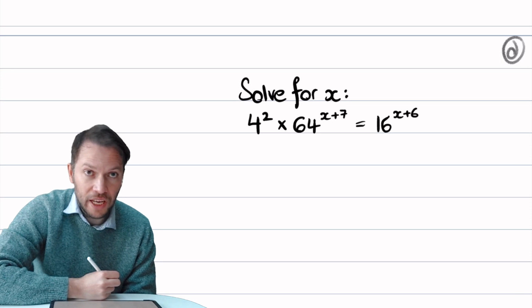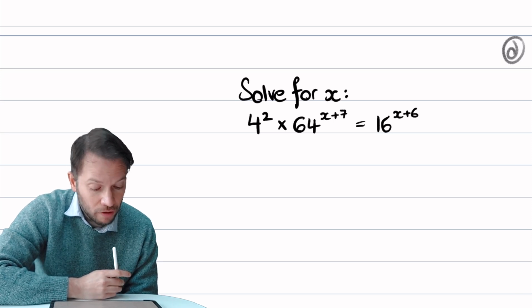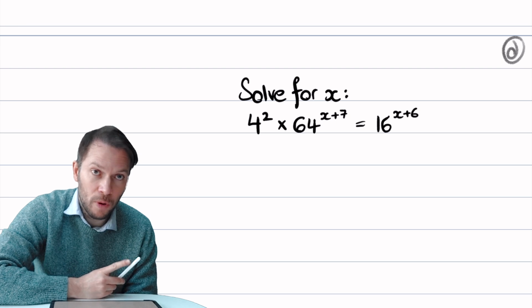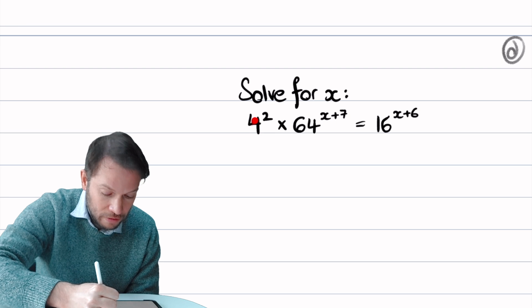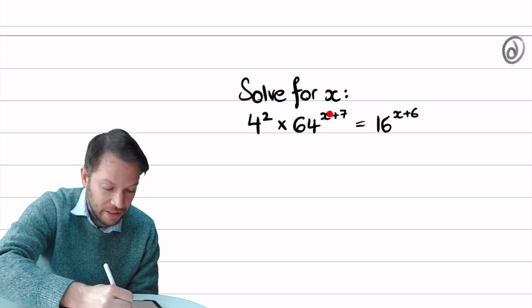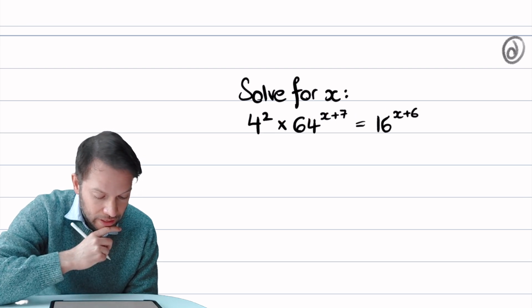Hi, in this next video on changing the base of a power, we're going to solve an equation. So we want to find the value of x here. We've got this expression: 4 squared times 64 to the power of x plus 7 equals 16 to the power of x plus 6.